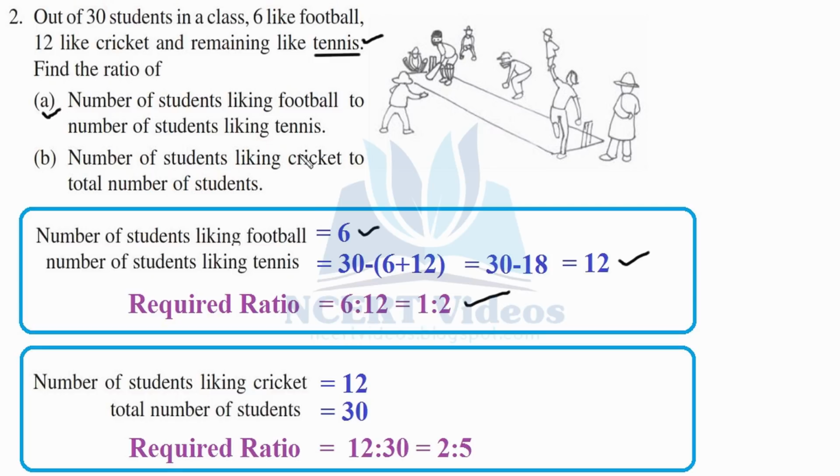Now here, number of students liking cricket to total number of students. Cricket is given to us, 12 students, and total number of students is also given, that is 30. Therefore total number of students is 30. We have written it. Now the required ratio equals cricket to students. So 12:30. So 2 6s are 12, 5 6s are 30. 2 by 5 is the required ratio.